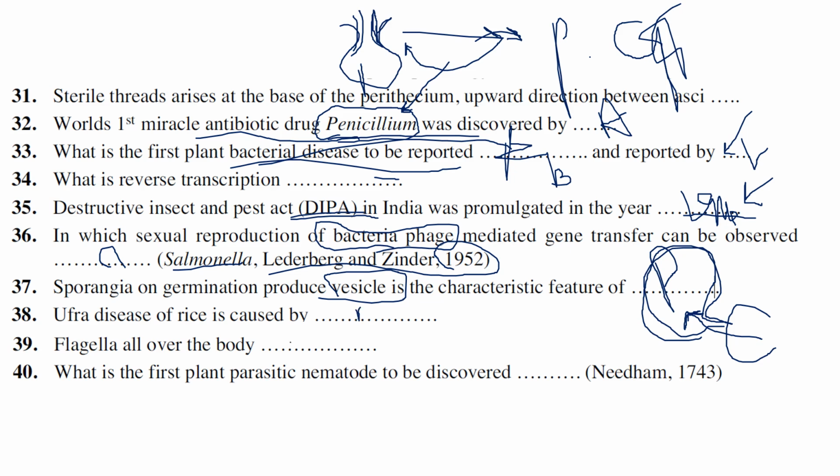Flagella all over the body. They are asking which pathogen produces peritrichous flagella. So they may ask such questions indirectly: flagella all over the body, or peritrichous flagella, all are the same. Peri means many. Flagella all over the body is called peritrichous, which is produced by the bacterium Erwinia. So the answer is peritrichous, produced by the pathogen Erwinia.